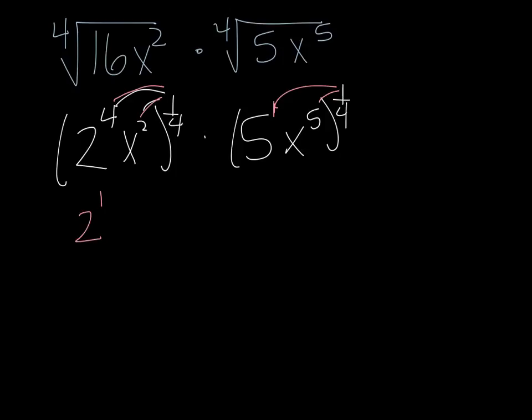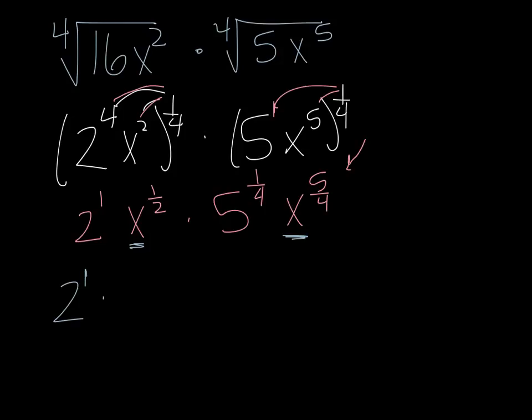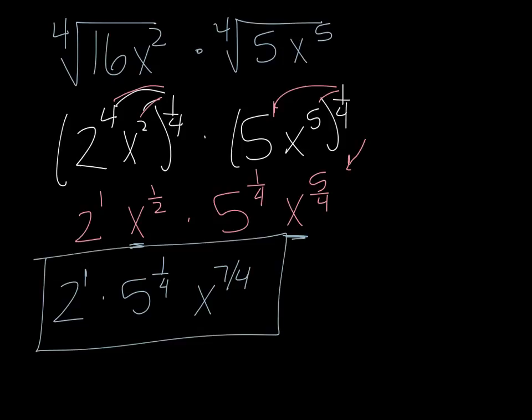This becomes 2 to the first, this becomes x to the 1/2. Again, if you're not good at multiplying, use your calculator to multiply fractions for you. But I do want it in fraction format. An example, I do not want that written as 1 1/4. Now if I look here, these have the same base, so I can combine those. I still have my 2 to the first times 5 to the 1/4, and I add 1/2 plus 5/4, going to give me 7/4, and this would be my final.